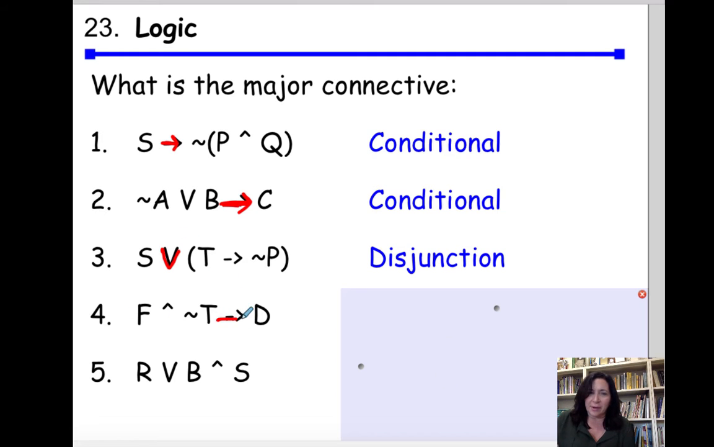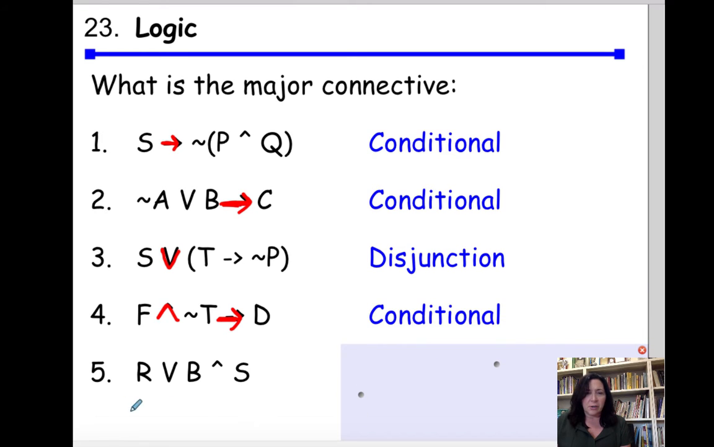This one is another conditional because it's out. You don't need a parenthesis for that. So that's another conditional. And lastly, this looks like this. And look, I have no parentheses, people. So that's just none. If you don't have parentheses and you have a conjunction and a disjunction, same strength.